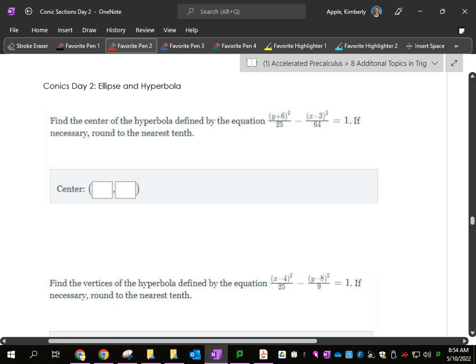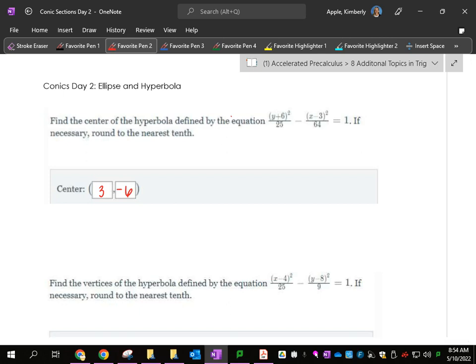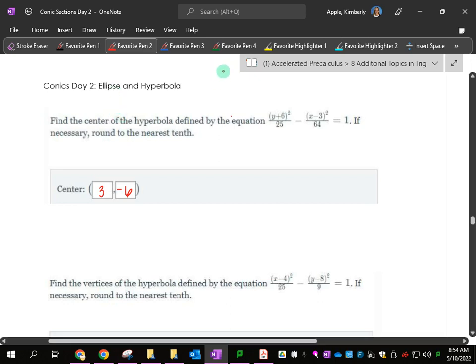All right, find the center of the hyperbola defined by this equation, and this should be pretty easy. This one's going to be 3, -6. This is still the same thing we have been doing, pulling out centers H and K. H always goes with the X, K always goes with the Y. So the center (h, k), nothing is different here. That came from here and here. Everybody with me on how I found the center? This is currently nothing really new than what we've been doing.